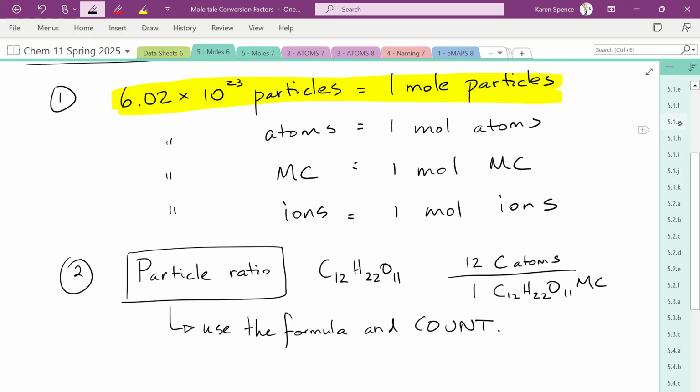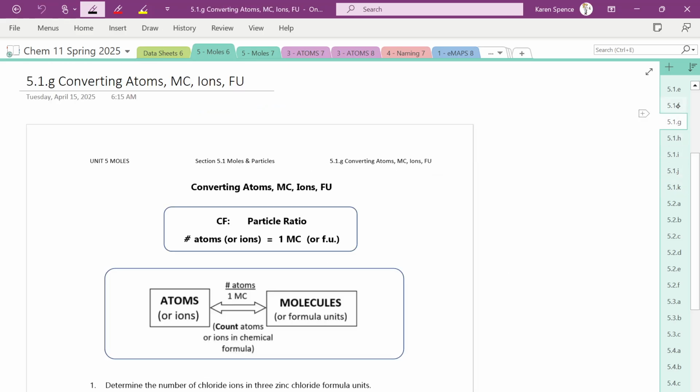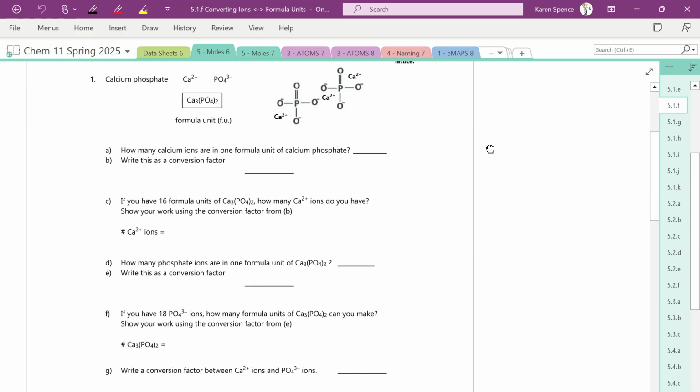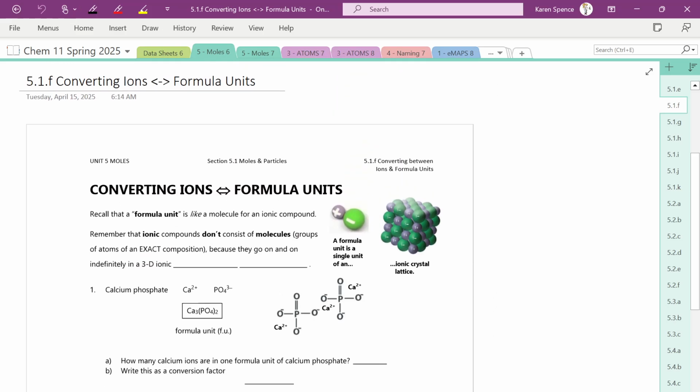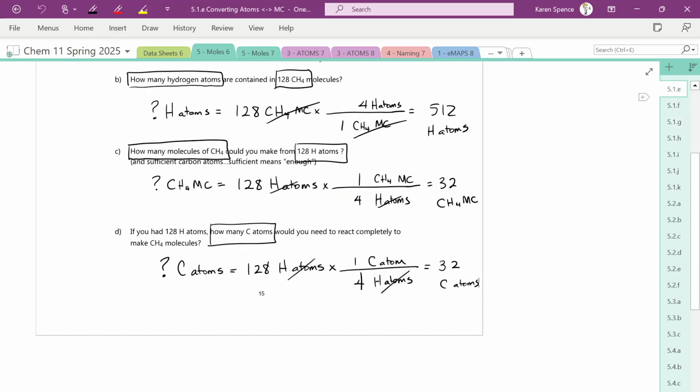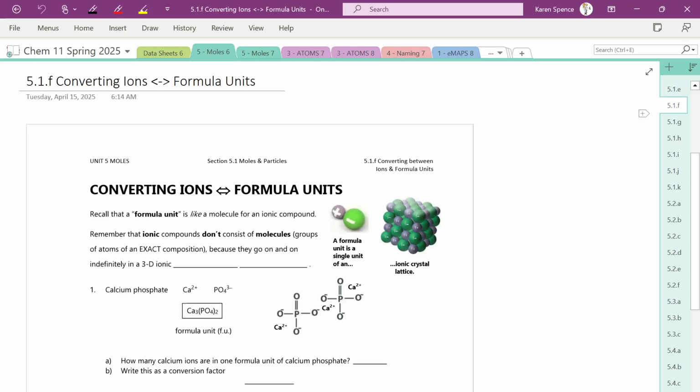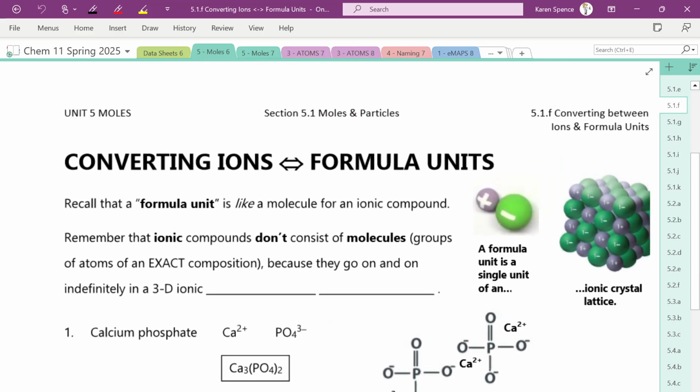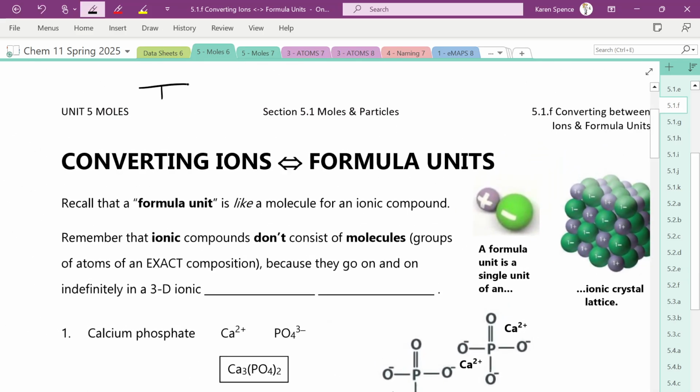Back in, let's see, where are we at here? That's the one. So we want to be on page 16. Last day we were converting atoms and molecules because we were doing covalent compounds. Today, we're working with ionic compounds. Did I say page 14? 16? Thank you.